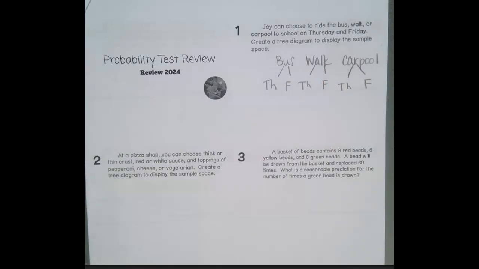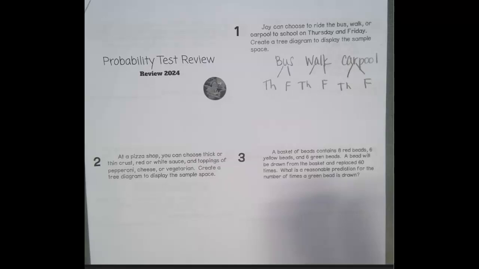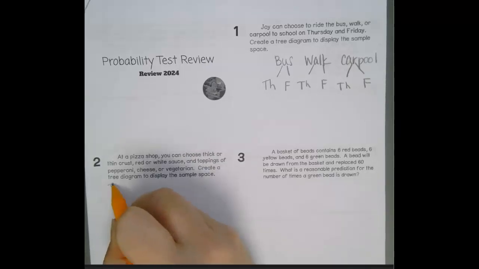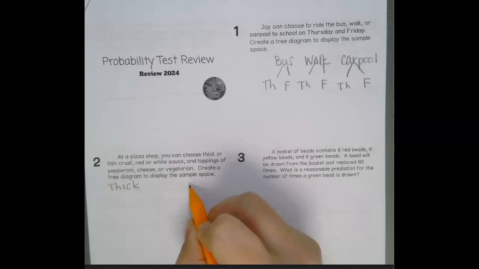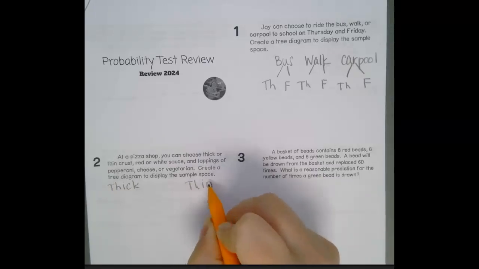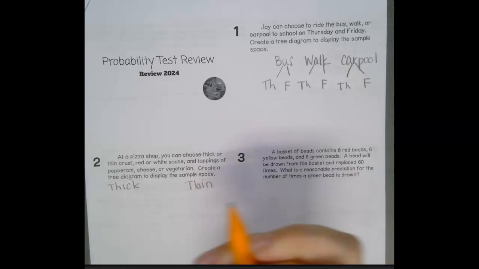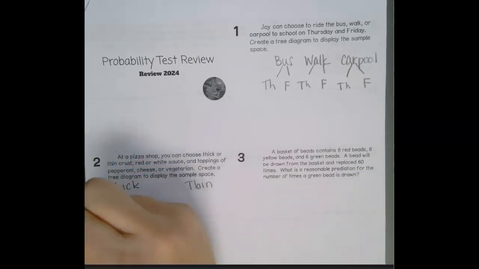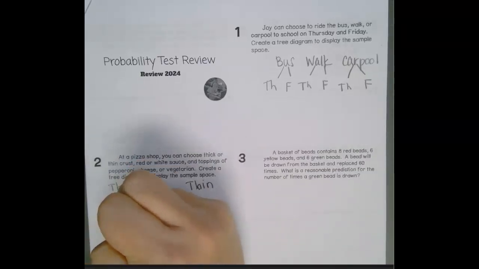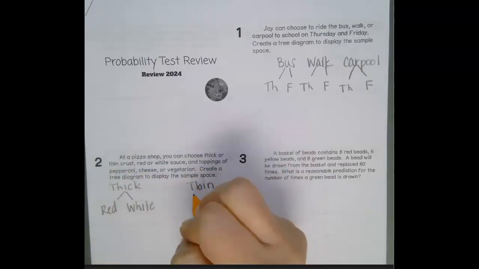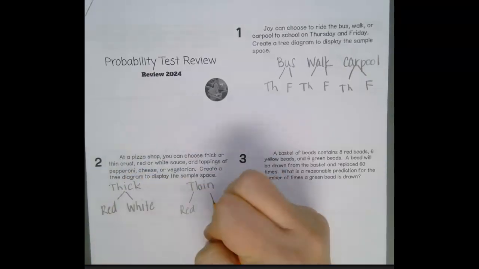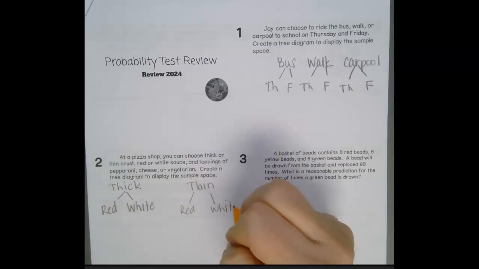Number 2, at a pizza shop, you can choose thick or thin crust, red or white sauce, and toppings of pepperoni, cheese, or vegetarian. Create a tree diagram to display the sample space. All right, I'm going to start out with crusts. So we have thick and we have thin. From those two choices, you can do red sauce or white sauce on a thick pizza. You can do red sauce or white sauce on a thin pizza.